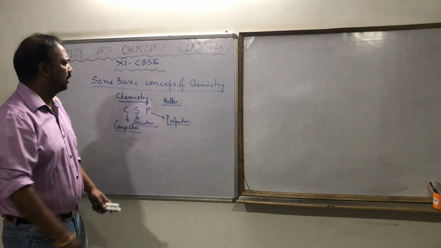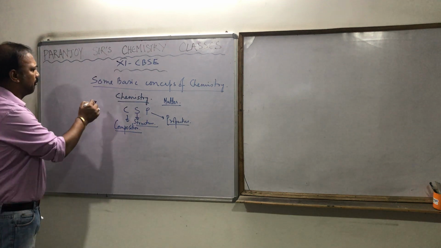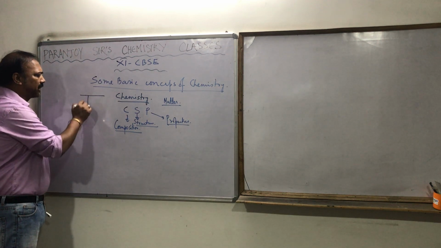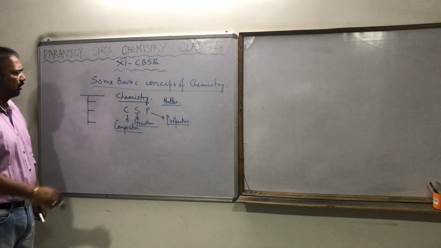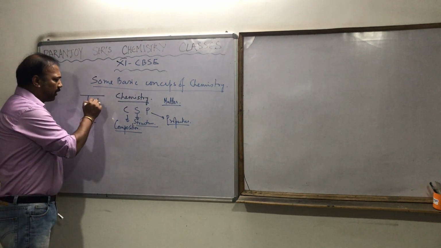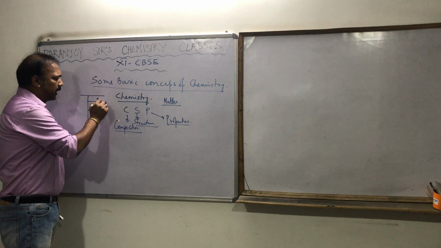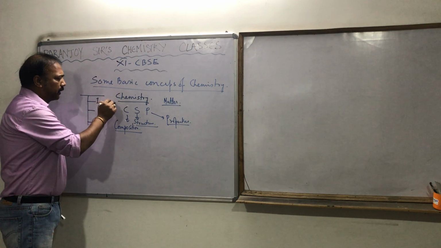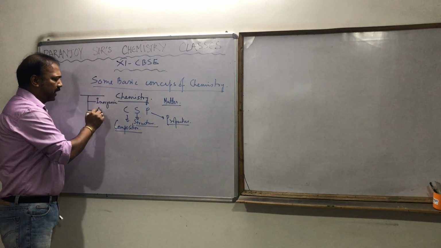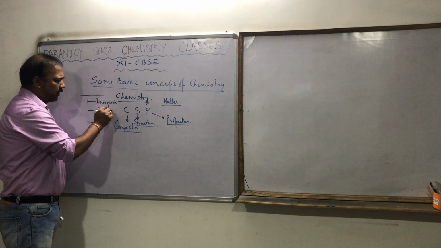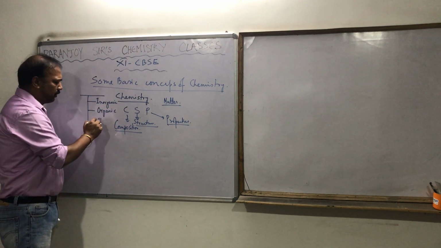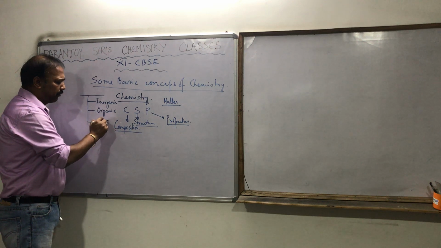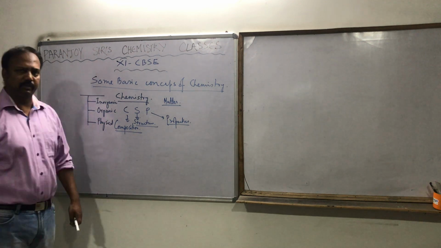Now chemistry can mainly be subdivided into three branches. One we call inorganic chemistry. Next one we call organic chemistry. When we go ahead, we will slowly come to know what it is. And the third one is called physical chemistry. These are the three main branches of chemistry.